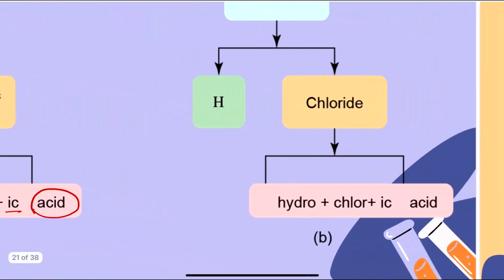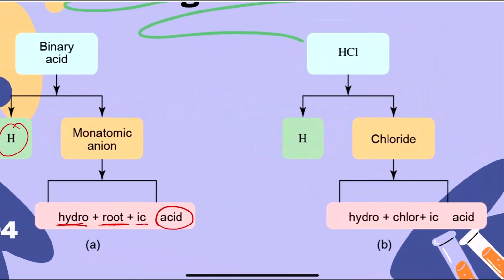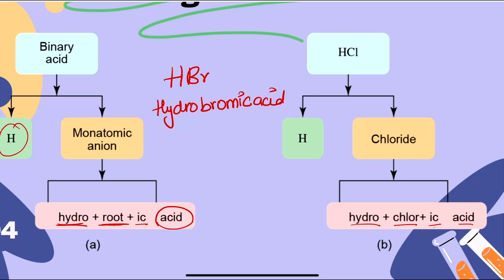So let's see the example. Here I have chloride, so this is hydrochloric acid. It will be the same for HBr, so it will be hydrobromic acid. If I had, say, H2S, it would be hydrosulfuric acid. And that's it.